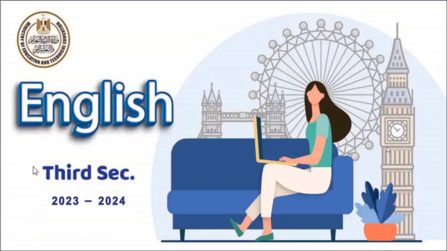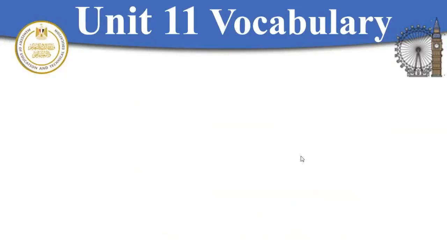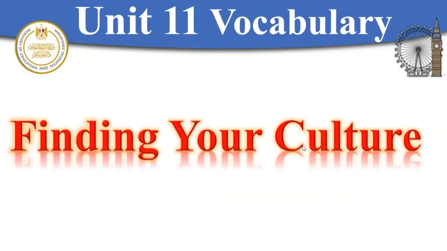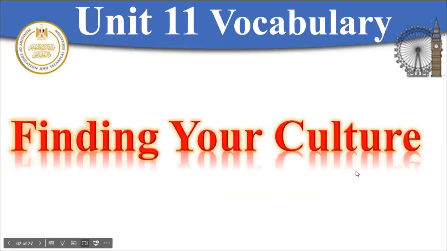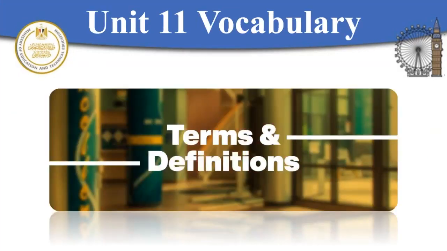Today we're going to deal with Unit 11, today about vocabulary. What is it about? First one, finding your culture. Finding your culture, what is it about? Okay, let's see what's going to be. We have to deal with the vocab, and after this, next time to deal with terms and definitions. Of course, they're going to help you when you answer the questions about terms and definitions.